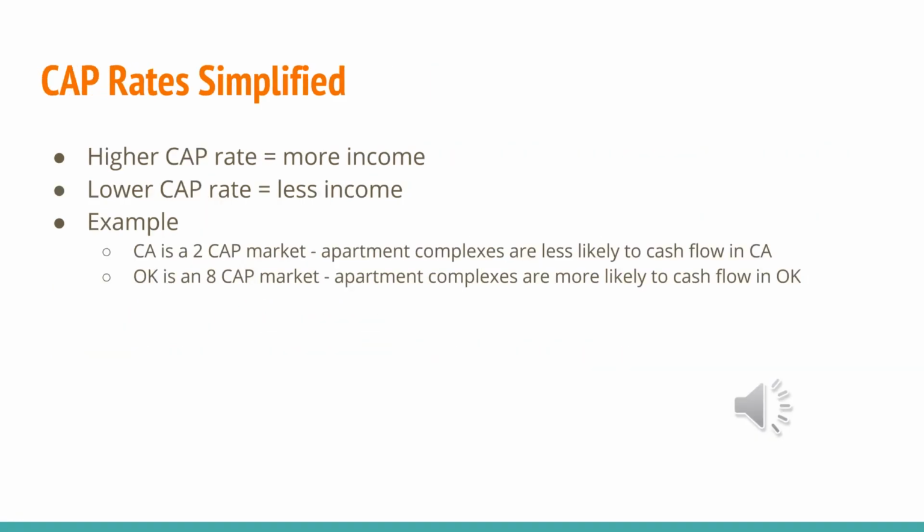Let's dumb down what cap rates are. The higher the cap rate, the more income you will make. The lower the cap rate, the less income you will make. Let's go over two examples. California is a 2-cap market. That means apartment complexes are less likely to cash flow in California. In Oklahoma, it's an 8-cap market. In this case, apartment complexes are more likely to cash flow in Oklahoma.